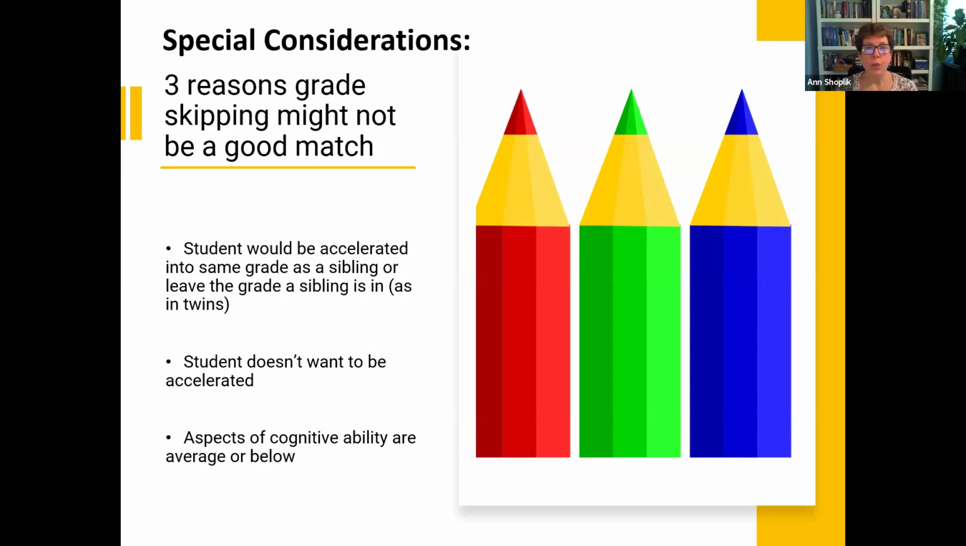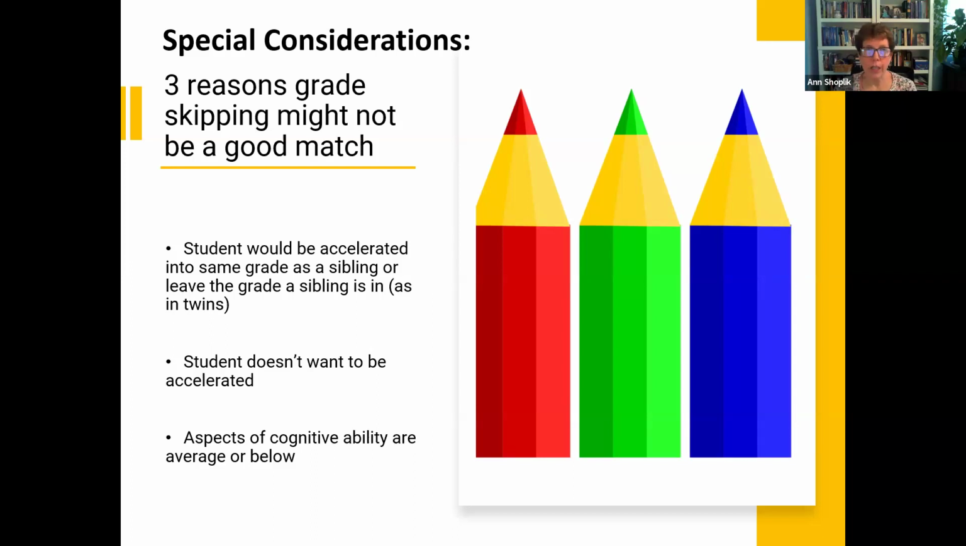The second one, the student doesn't want to be accelerated. So we always want to think about the age of the student when we're talking about this. If you're asking a kindergartner, do you want to accelerate? They don't have enough life experience to really know what you're talking about, right? So if they say no, you're going to take that with a grain of salt and maybe do a better job of explaining what you're thinking about for that student.